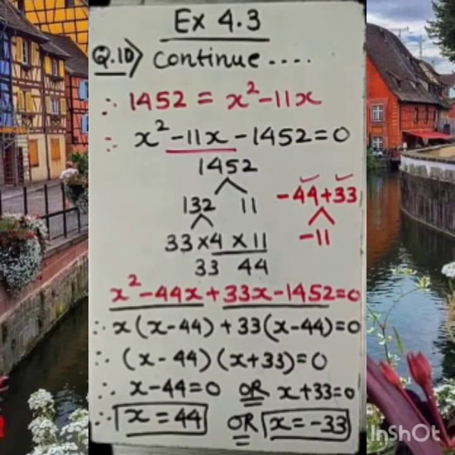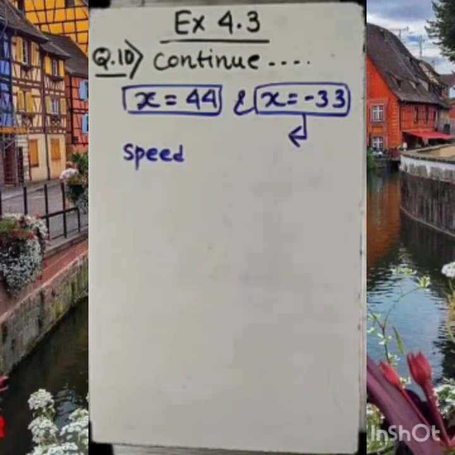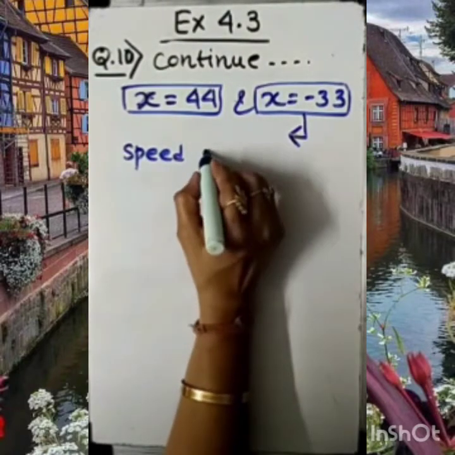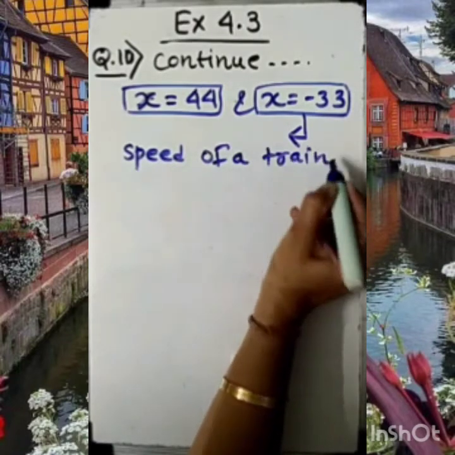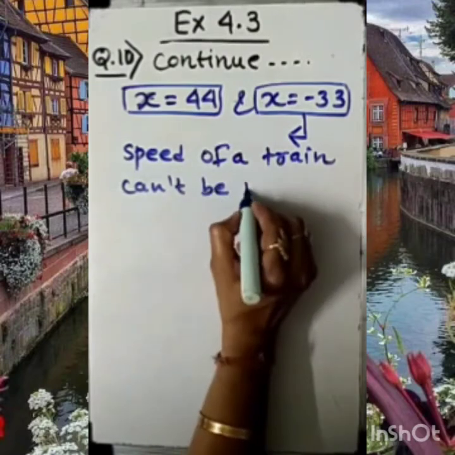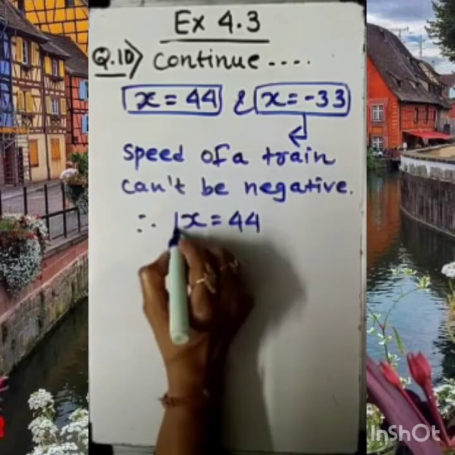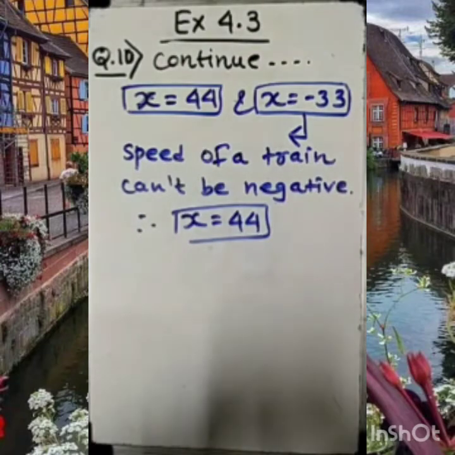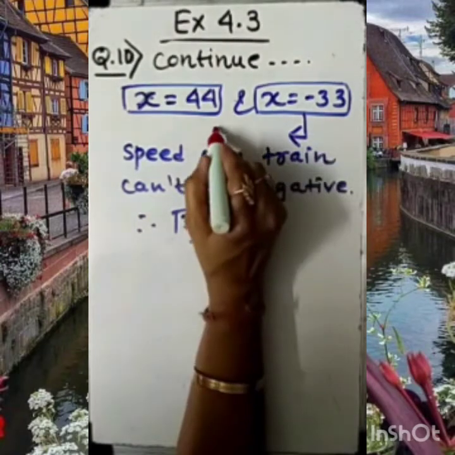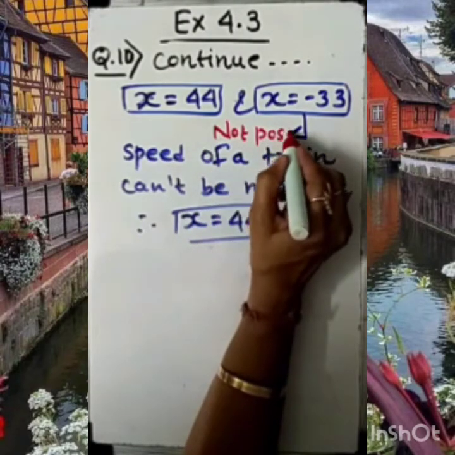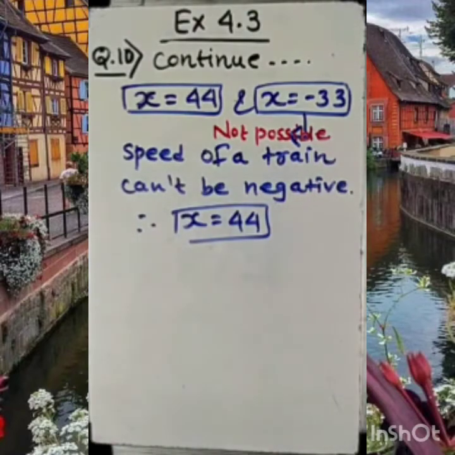Now dear student, we have assumed x as the speed of the express train. So is it possible that the speed of a train could be negative? No. The speed of a train can't be negative. So this is not possible. Speed of a train can't be negative. That's why for this you can mention here, not possible. Okay, for this value. So x equal to 44.